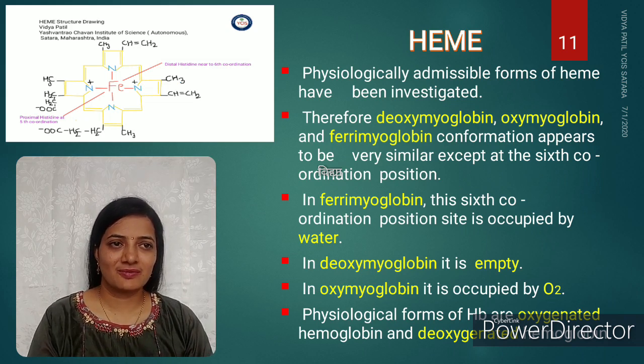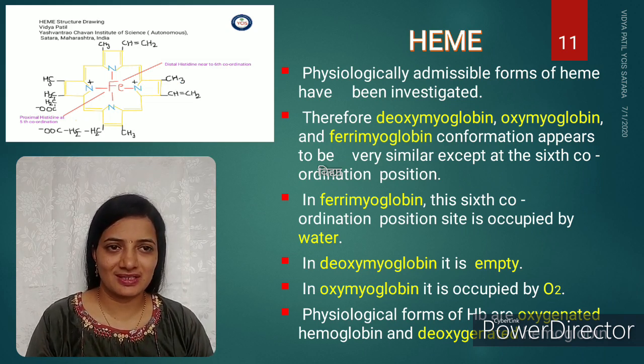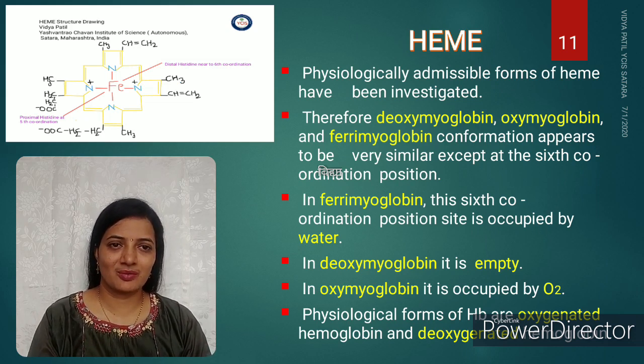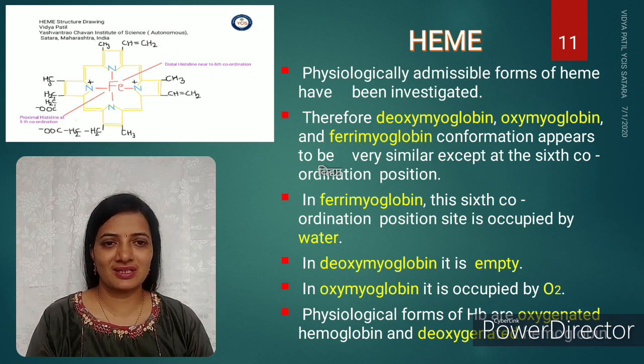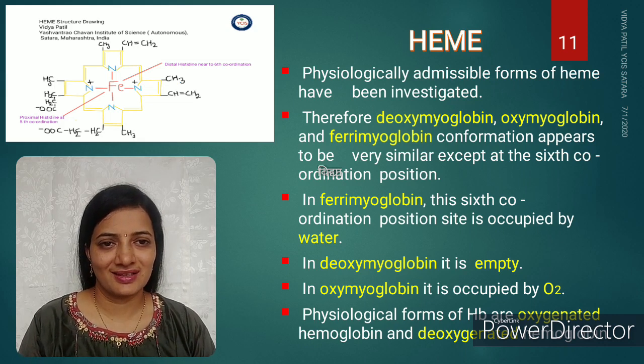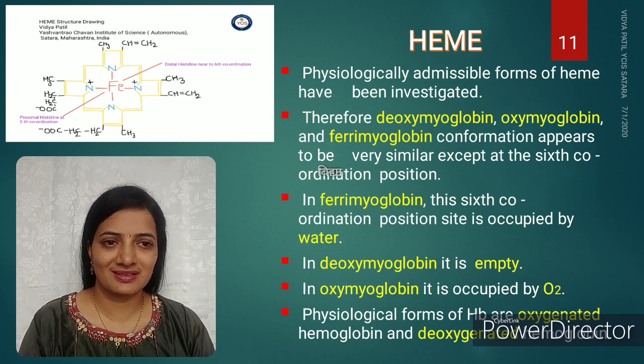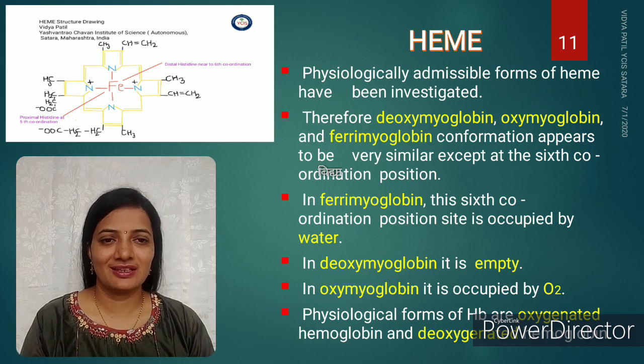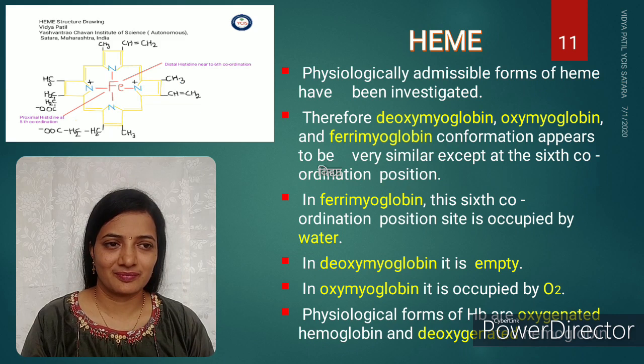Physiologically admissible forms of the heme have been investigated. Therefore, deoxymyoglobin, oxymyoglobin and ferrimyoglobin conformations are observed. They only differ with respect to the sixth coordination. At the sixth coordination position, in ferrimyoglobin a water molecule is present. In deoxymyoglobin it is empty, and in oxymyoglobin an oxygen molecule is present.